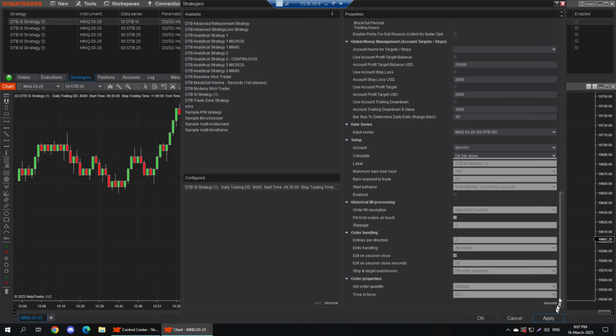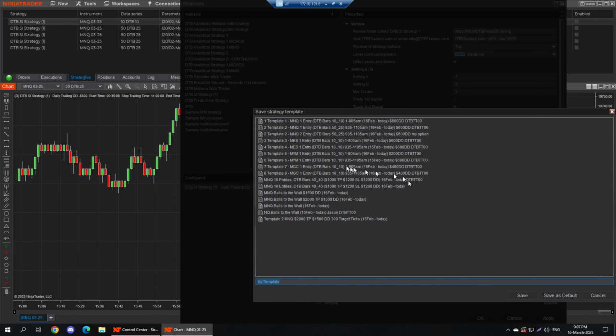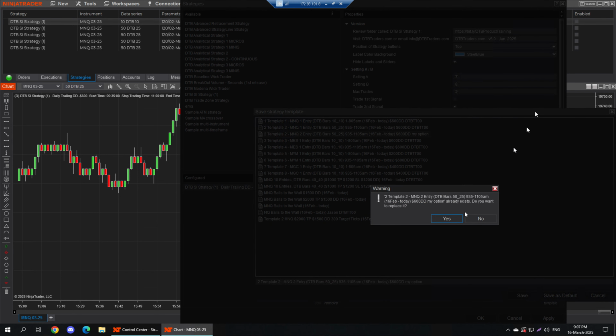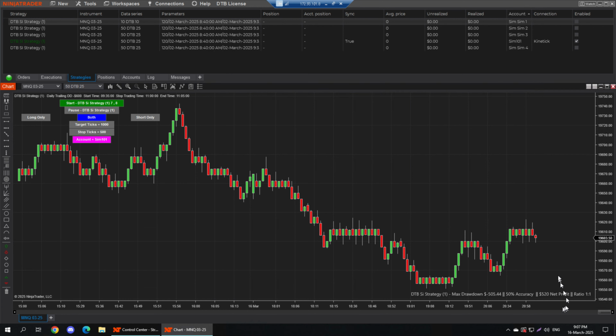So once you've got your template that you want to use for the week, you can click the box to include your trade history and then save it again. So template, save, and then go to the my option one, save. Yes, you want to override it. Yeah. And that, apply. Okay, bada bing, bada boo.